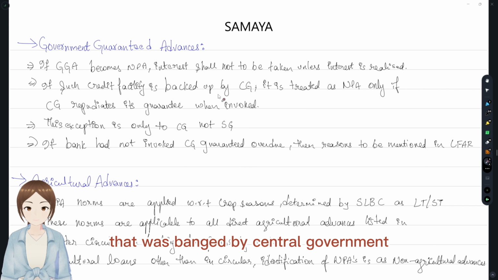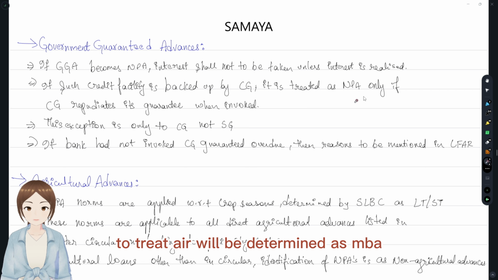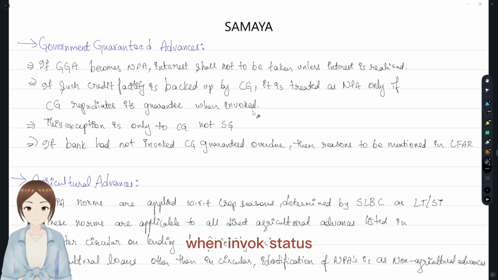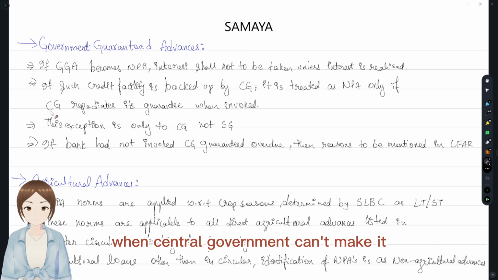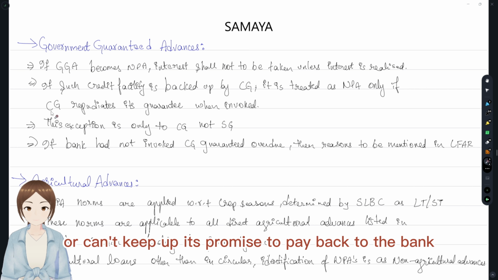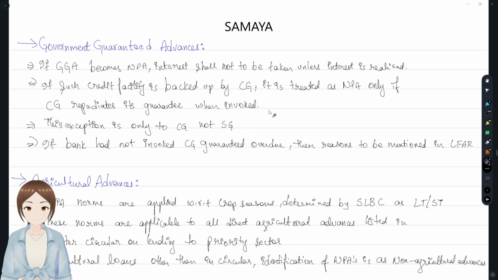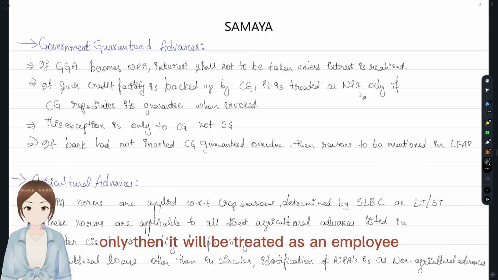The credit facility that was backed by the central government will be treated as NPA only if the central government repudiates its guarantee when invoked. That is, the central government is saying that we cannot pay the bank, you please figure it out yourself. That's the situation. When the central government can't keep up its promise to pay back the bank, that is called the central government repudiating its guarantee. Only then will it be treated as an NPA.